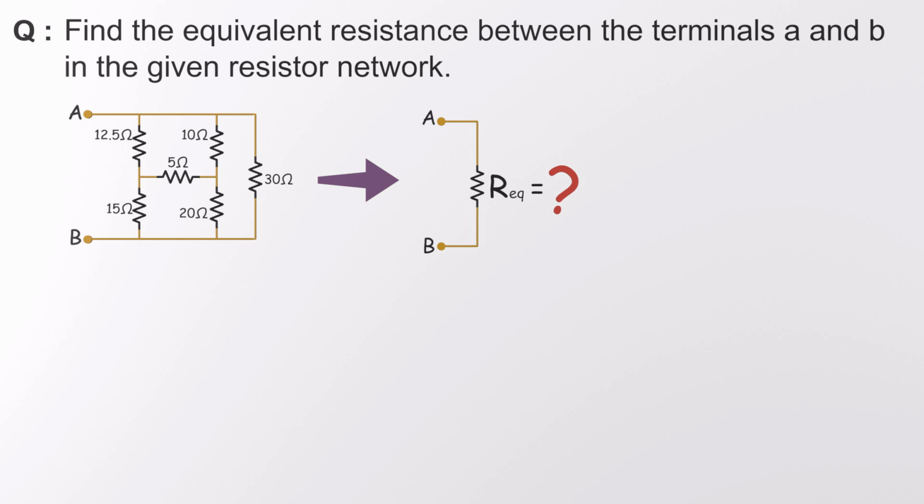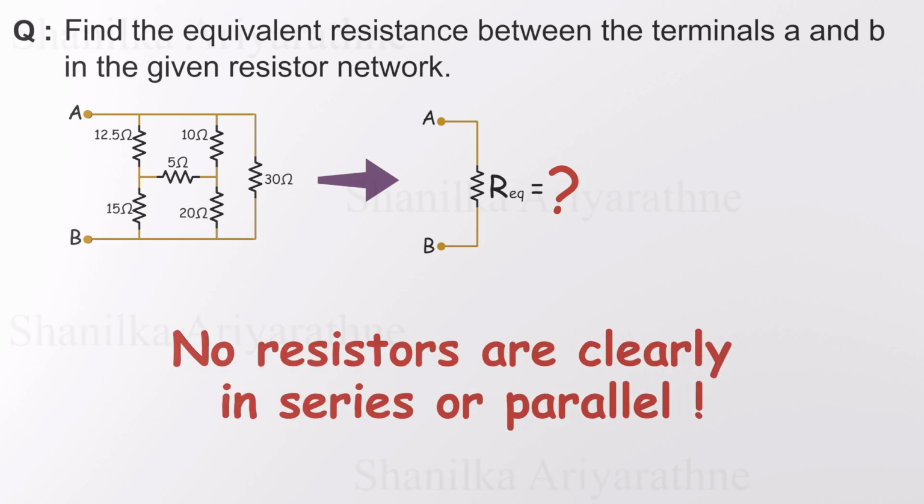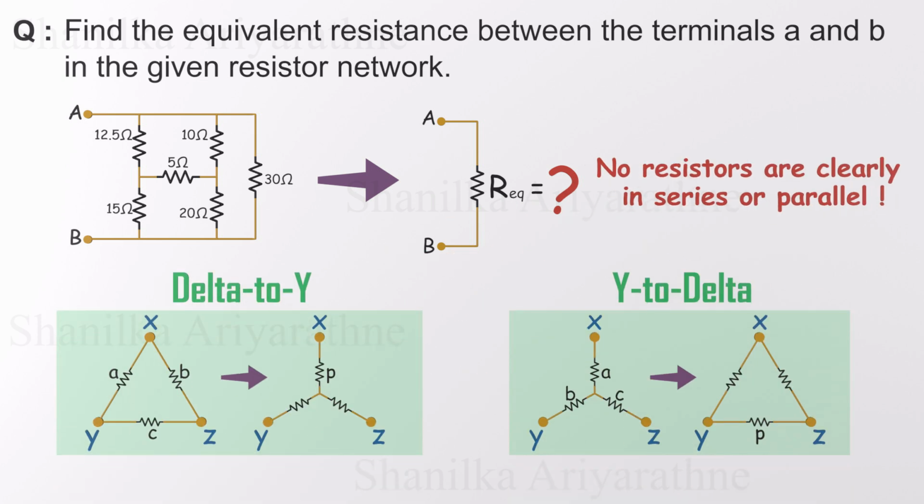At first glance, it looks like a total trap. No resistors are obviously in series. No clean parallel combos. It's like the circuit is daring us to try. So, what do we do when the usual tricks don't work? That's when we bring out the big guns. The delta to Y transformation, or its cousin, the Y to delta.